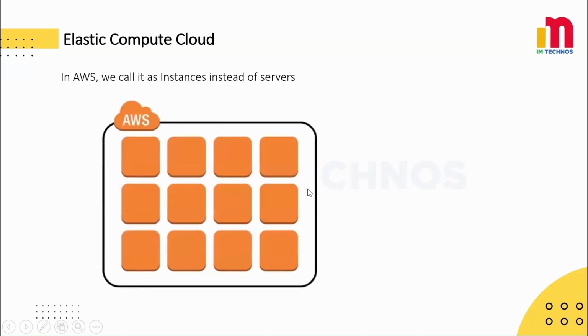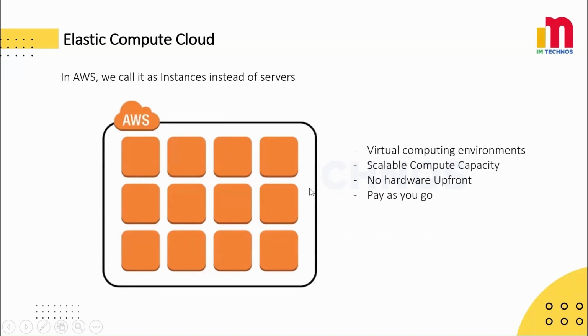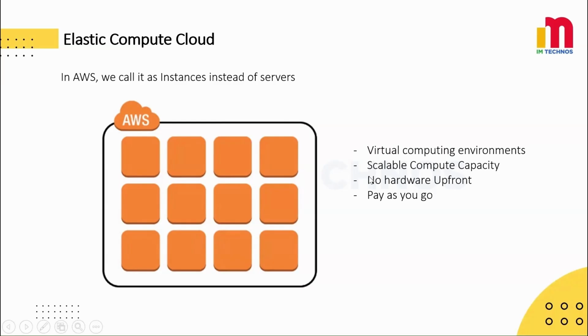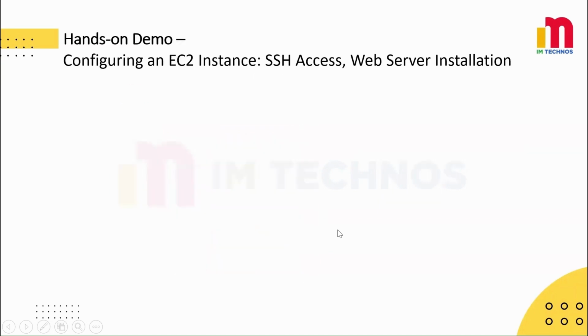In AWS, we refer to these servers as instances. These instances are virtual computing environments, meaning EC2 instances are virtual machines. They support scalable compute capacity with no upfront hardware cost and operate on a pay-as-you-go model. Now that we understand what an EC2 instance is, let's jump into a hands-on demo.